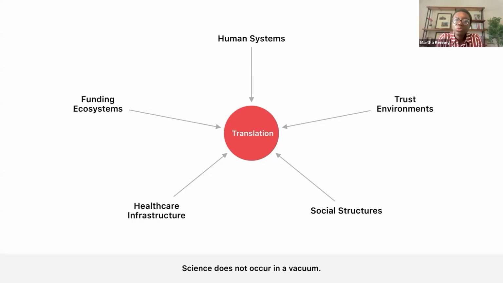And sickle cell is a story where there have been some breakthroughs, but that breakthrough hasn't always translated to benefit to the community because we have really failed to address a lot of these ecosystems that are also present within the community as well. You also have to think about the social structures that impact the community, the healthcare infrastructure, the fact that a lot of individuals living with sickle cell disease are very disempowered and disenfranchised when it comes to the healthcare system, and also the funding ecosystems.